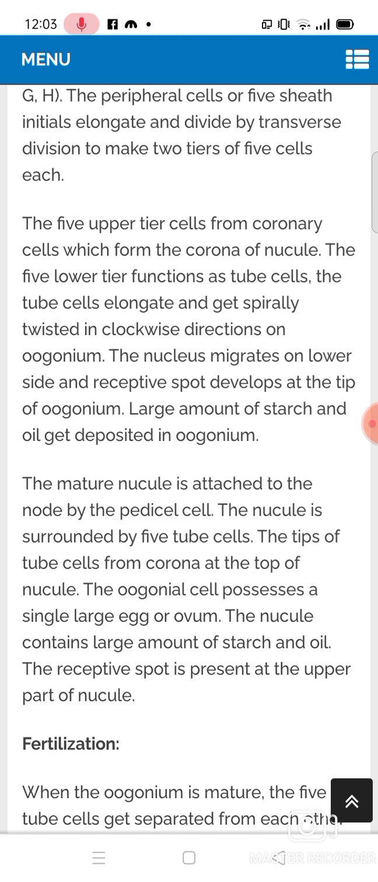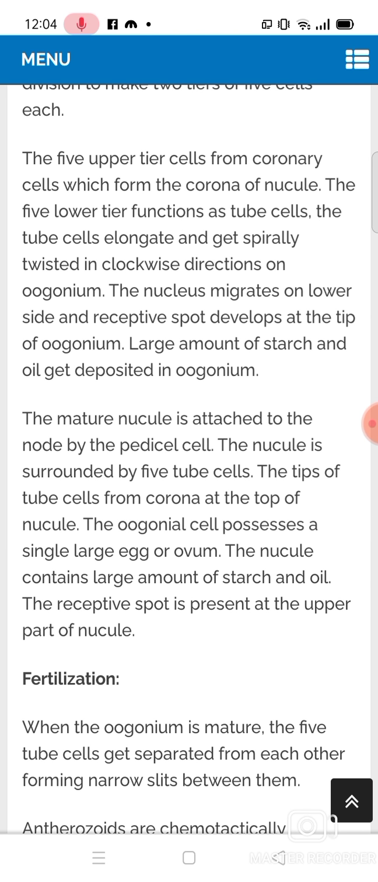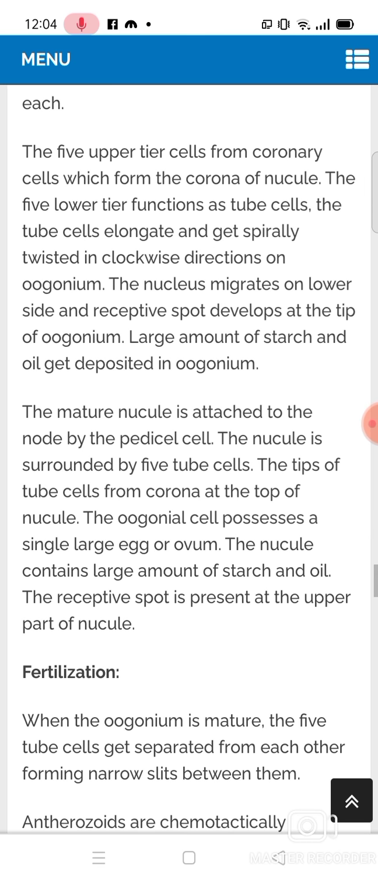The mature nucleus is attached to the node by the pedicel cell. Pedicel basically is a stalk, the lower portion of the nucleus, and the mature nucleus is attached to the node by the pedicel cell. The nucleus is surrounded by the 5 tube cells. The tips of the tube cells form the corona at the top of the nucleus. The upper portion of the nucleus is called the corona.